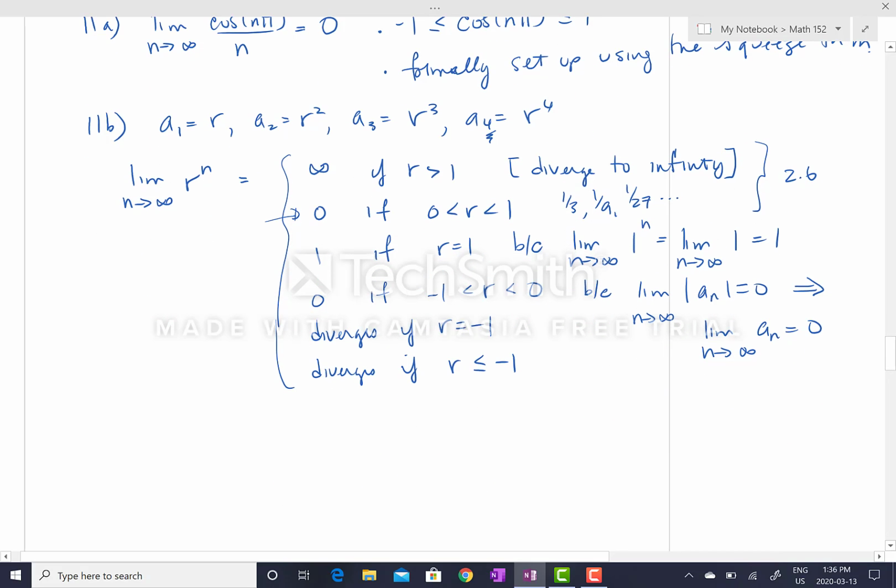So I could now summarize this. I've gone through and analyzed the cases, so I can get a handle on what's happening, and then I can combine that whole thing into a much more succinct statement that looks like this: r to the n converges for -1 less than r less than or equal to 1. So those are the values of r for which the sequence converges. Notice this. Okay, they're different. One is less than and one is less than or equal to.